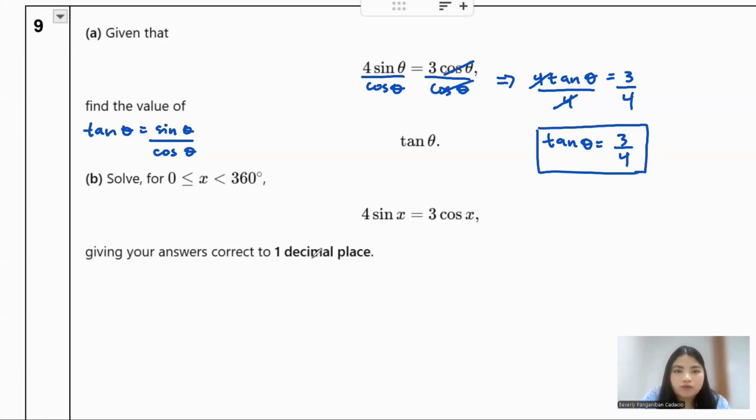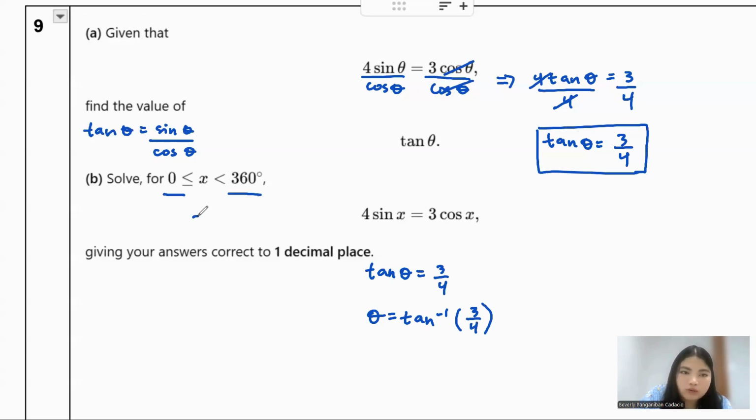Now, let's go with letter B. It's just a continuation right there, so you don't need to rewrite it. But I will start here with tan theta is equal to 3/4. Now, for you to get the degree, you know that you're going to do tan inverse of the number 3/4 here. But if you're going to use a calculator, please bear in mind that we are now in degrees. There's no pi here but a degree.